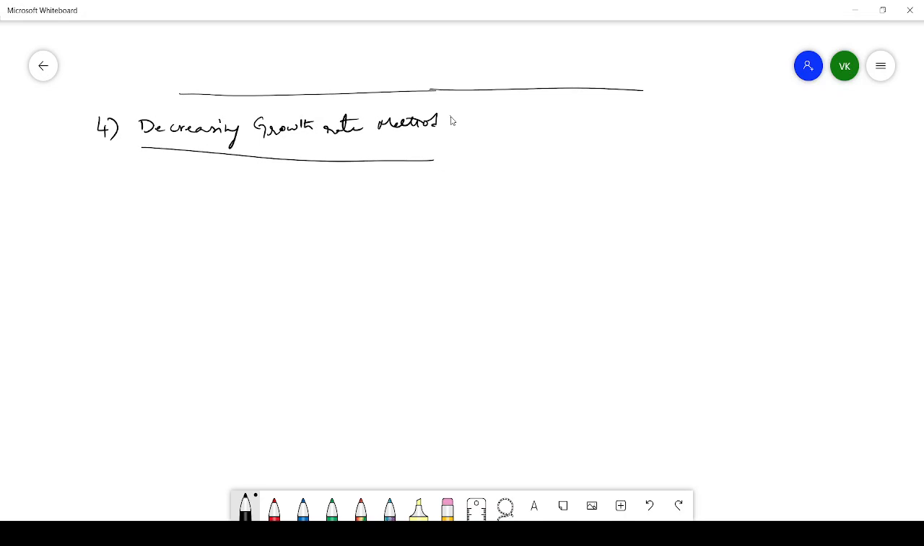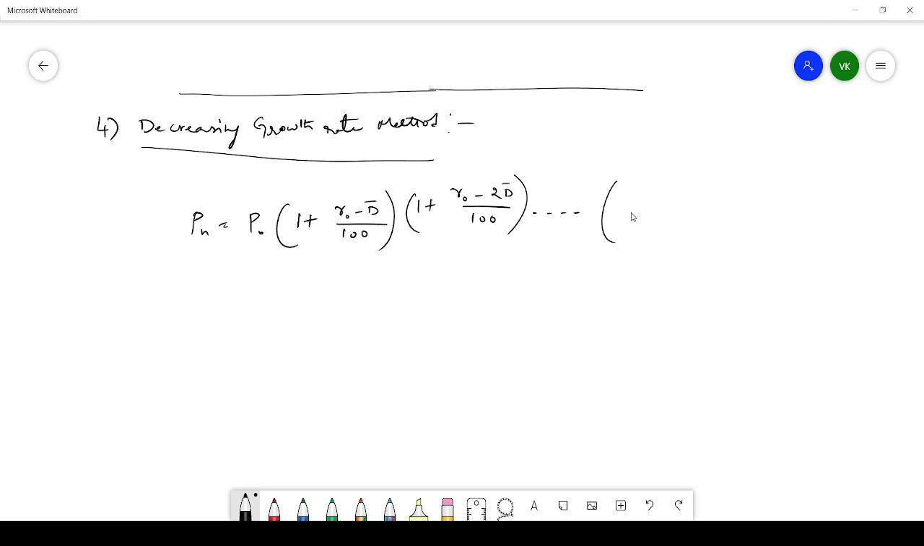The formula for the decreasing growth rate method is Pn is equal to P naught into (1 plus (R naught minus D bar) divided by 100), and the second term is (1 plus (R naught minus 2 D bar) divided by 100), up to the nth term, (R naught minus n times D bar) divided by 100. Let's see the example problem.